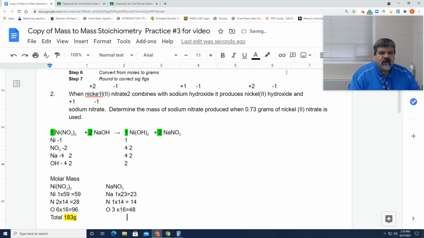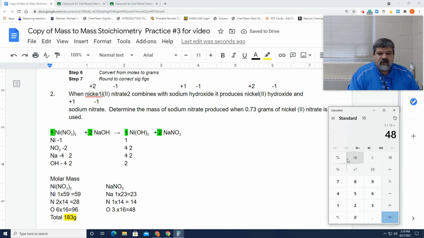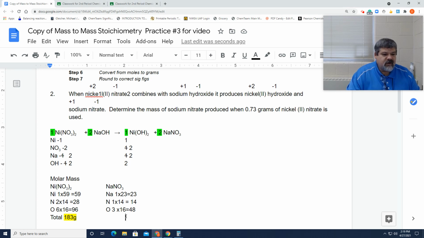And we're going to get a total over here, and we're going to put that in yellow. So we're going to do that where it's 48 plus 14 plus 23 equals 85. So we know that our total is going to be 85 grams. And again, I'm going to go ahead and highlight that just to help us out later on.